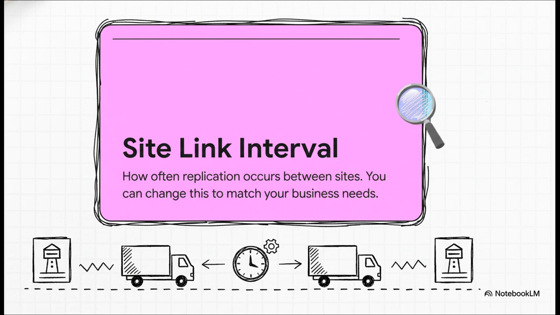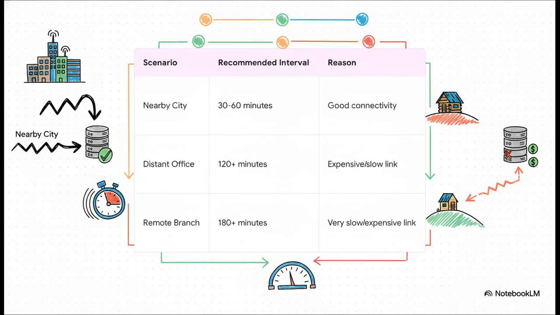So your first lever of control is what's called the site link interval. This setting lets you change that 180-minute default. You get to decide how often those freight trucks leave the station. You can set it way lower for well-connected sites, or maybe keep it high for really slow links, tuning it perfectly to what your business actually needs and what your network can handle. And the best part is, you don't have to guess.